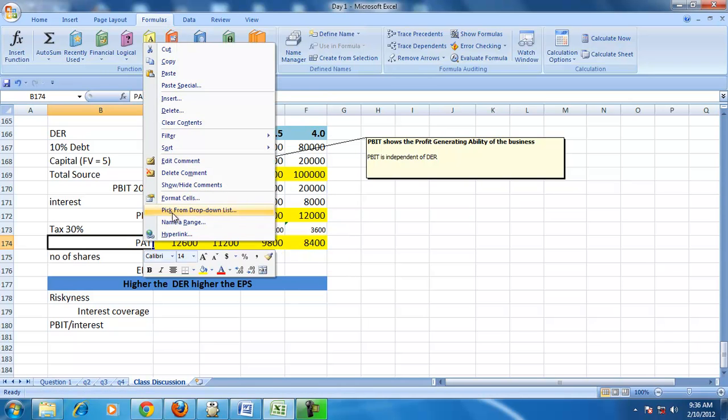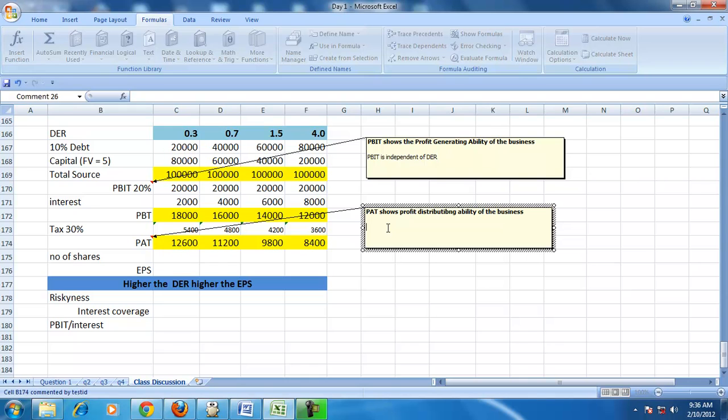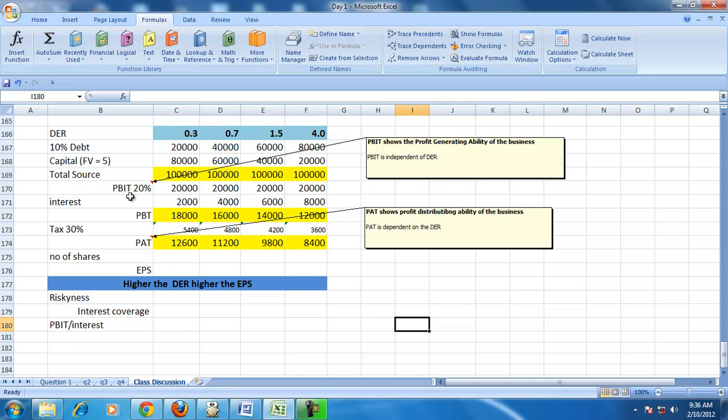So PAT is dependent on the debt equity ratio. So the debt equity ratio affects the profit distributing ability, but has no effect on the profit generating ability.